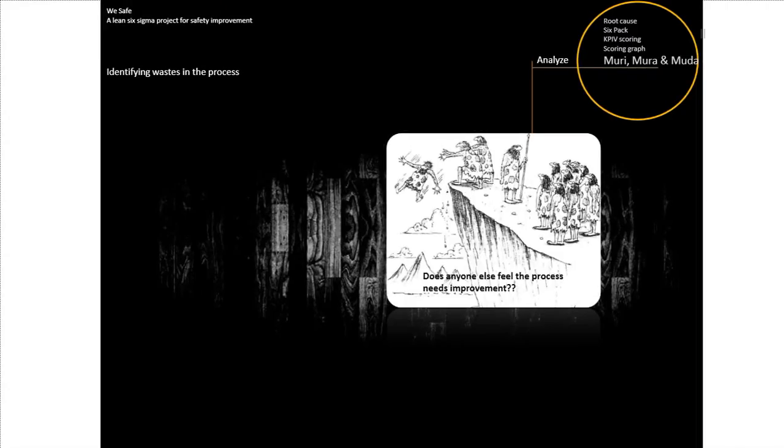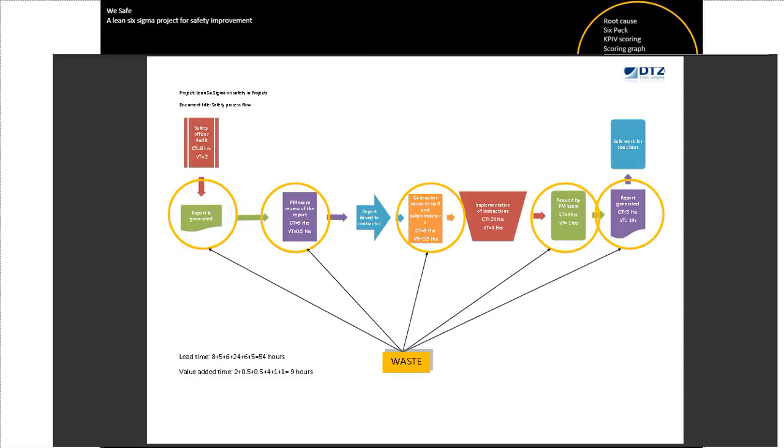Let's move to the identification of wastes in the process. A waste is defined as something that doesn't add any value to the service for the customer. We observe that there are only 2 steps that add real value for the client in delivering safe work. These 2 steps are audit and manual implementation of audit. The rest of the items are encircled as non-value added.